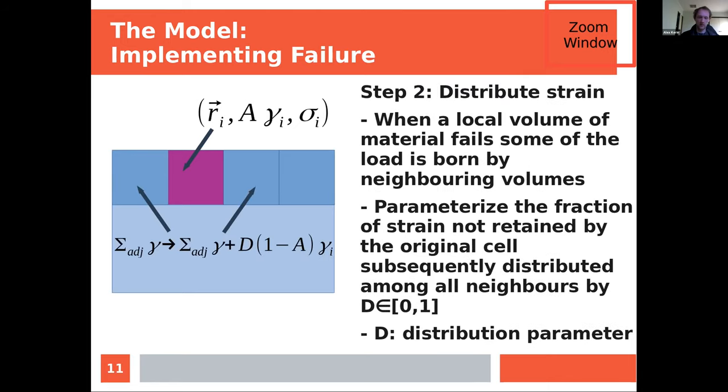The next step is a nearest neighbors interaction. When the cell in question fails, or when the local volume of material fails, it cannot bear the same load that it used to, so its neighbors need to pick up the slack, so to speak. So the amount of strain they are under increases. And the strength of this nearest neighbors interaction is again parameterized by a number between 0 and 1, and this is essentially the strength of distribution.